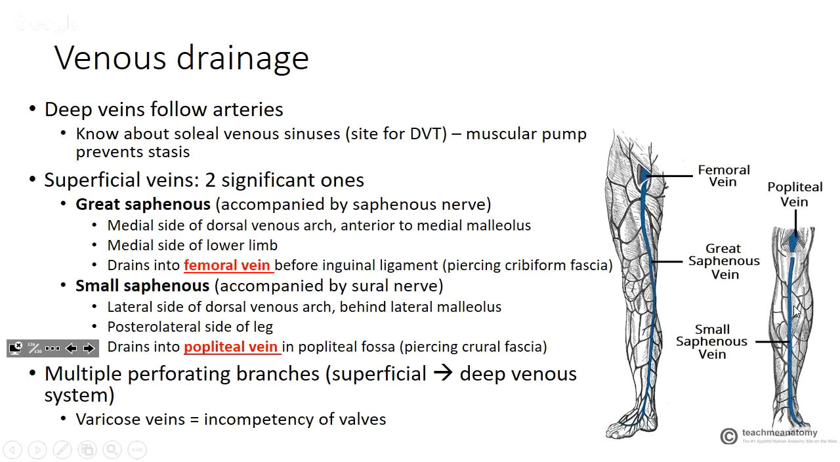It goes up all the way to the popliteal fossa, and then it drains into the popliteal vein. And then you've got a lot of other perforating branches where these superficial veins connect with the deep veins. Essentially, when you have weakness or incompetency of these valves, the blood can backlog into the superficial venous system, and that leads to varicose veins.